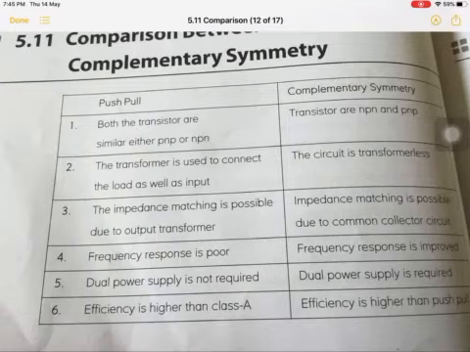In push-pull, a transformer is used to connect the load as well as the input, whereas the complementary circuit is transformerless. In push-pull, impedance matching is possible due to the output transformer. In complementary symmetry, impedance matching is possible due to the common collector circuit. In push-pull, the frequency response is poor. In general, the complementary symmetry type of class B amplification is more popular compared to push-pull. So these are the differences between these 2 types of configuration.